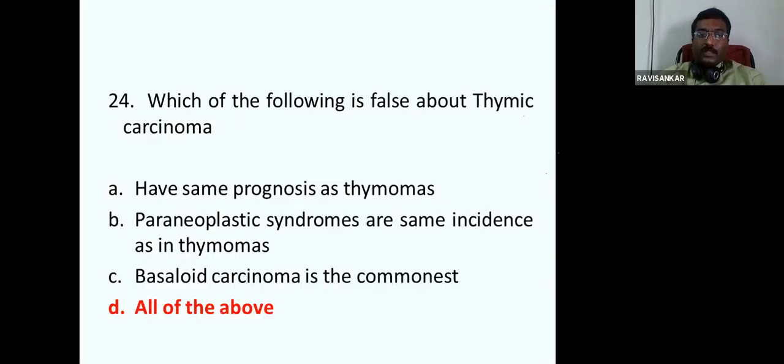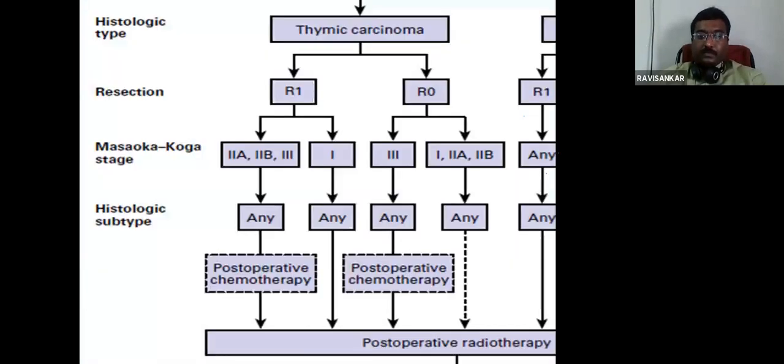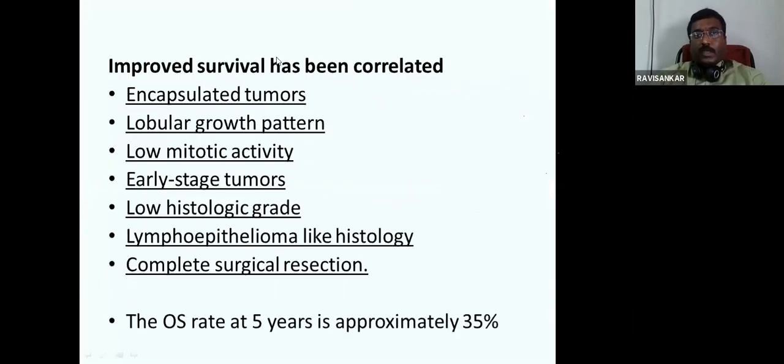So all of the above is the wrong answer. The thymic carcinoma also needs post-operative radiation, even in stage 1. In thymic carcinoma, early stage tumors have a better prognosis. Lymphoepithelioma-like histology, although it is high grade, has a good prognosis if you treat well. Lobular growth pattern is associated with improved survival.